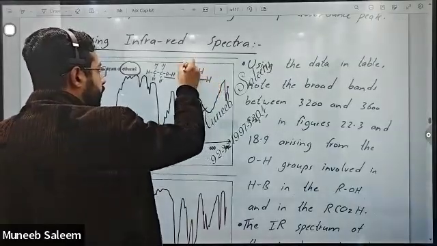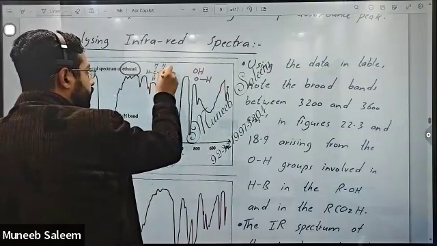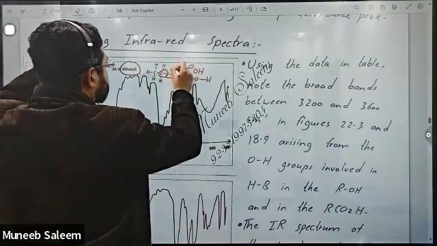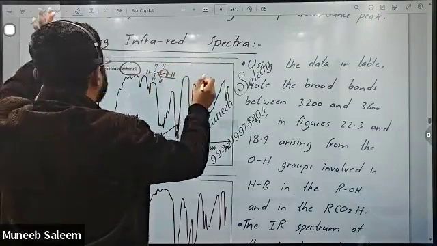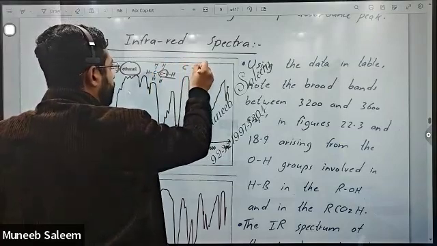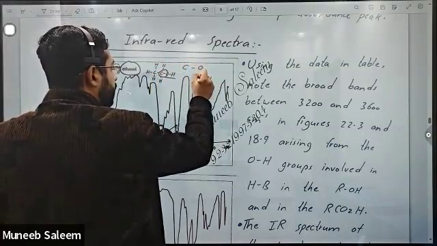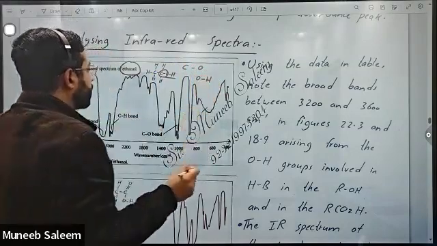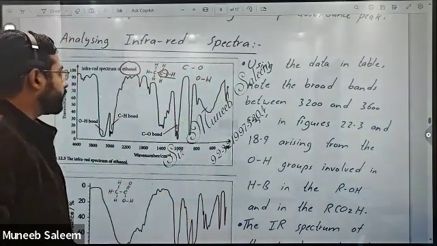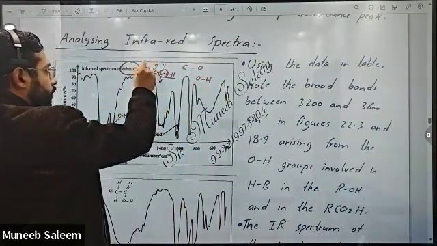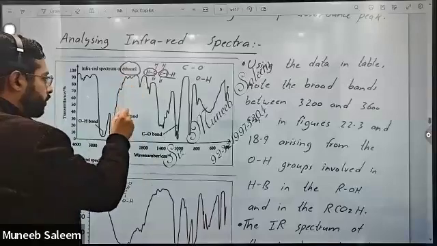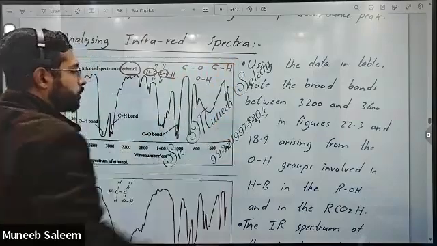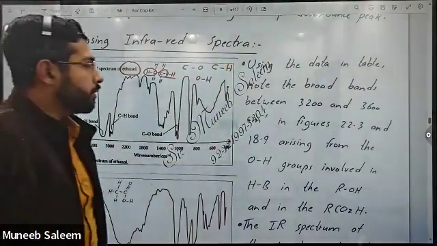There shall be some peaks of carbon bonded with oxygen, C bonded with oxygen, and oxygen bonded with hydrogen. So these peaks should be there. Along with that, there will also be a peak of the carbon to hydrogen bond, because there are lots of carbon hydrogen bonds. So one peak should be of carbon to hydrogen. Now we need to consider the values.